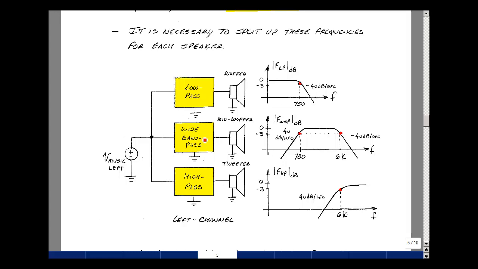Then lastly, we're going to take a look at making a wide bandpass filter where I'll be able to pass the frequencies above 750 Hz all the way up to 6 kHz and send that to the mid-woofer. Now all these filters were down 3 dB at their omega naught frequency. Let's take a look at finding circuits that can do this.